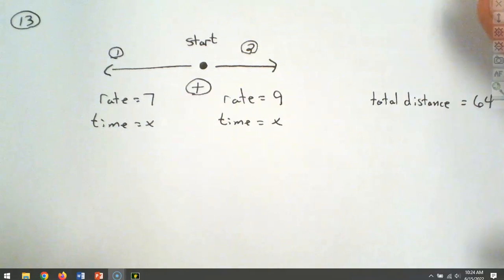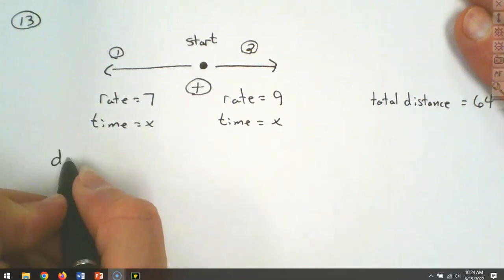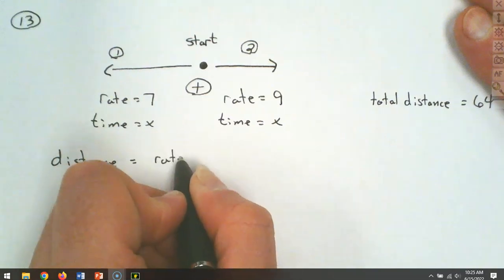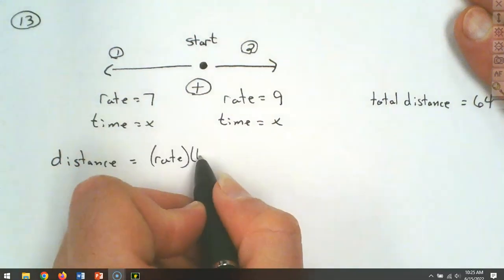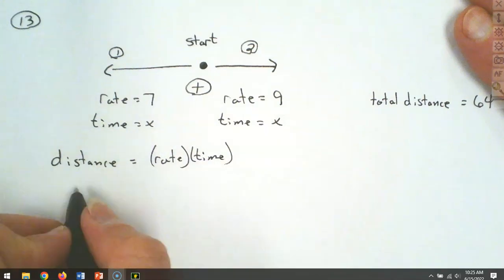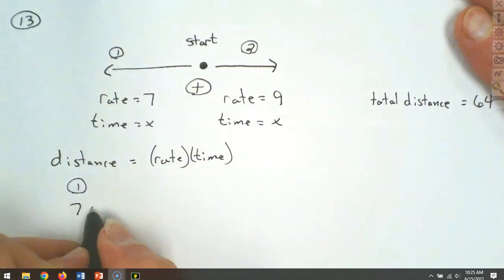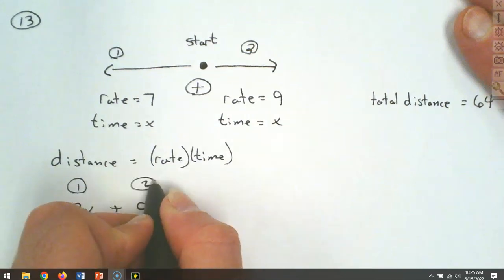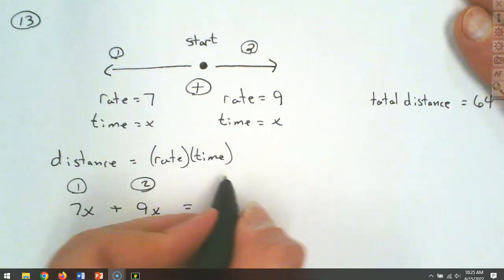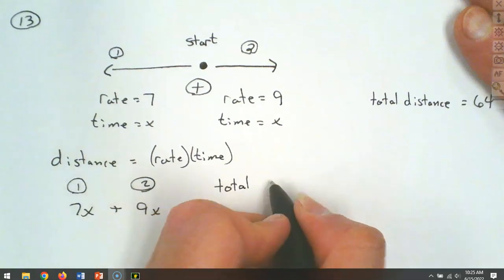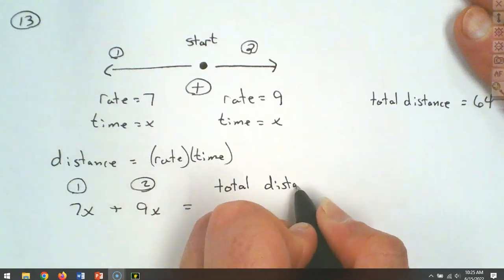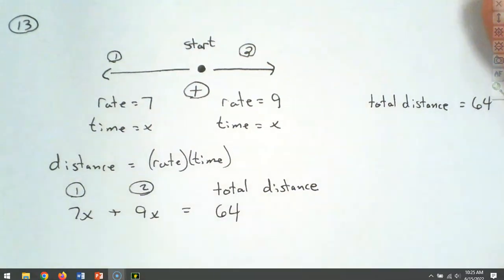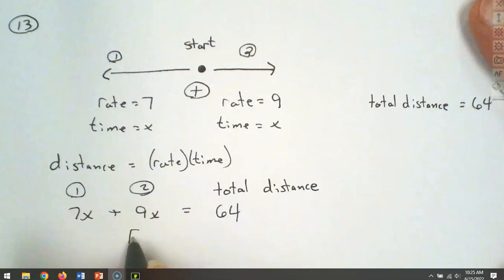So this is what we've got. We're going to add them together. And our distance is the rate times the time. And the first one is 7x. The second one is 9x, because they multiply together. And then over here is the total distance. And that total distance is going to be that 64. And I think you can finish it from here.